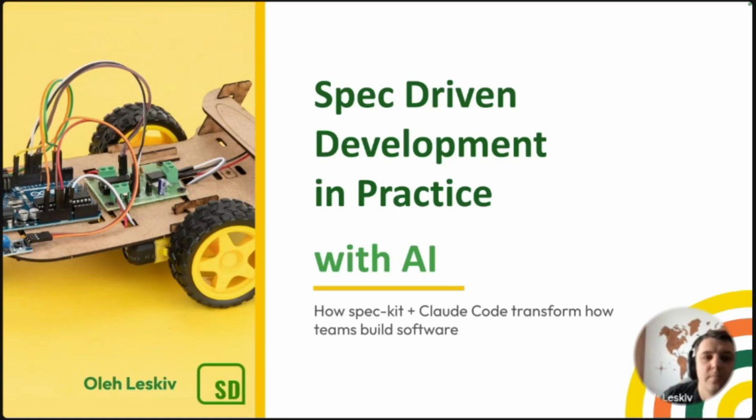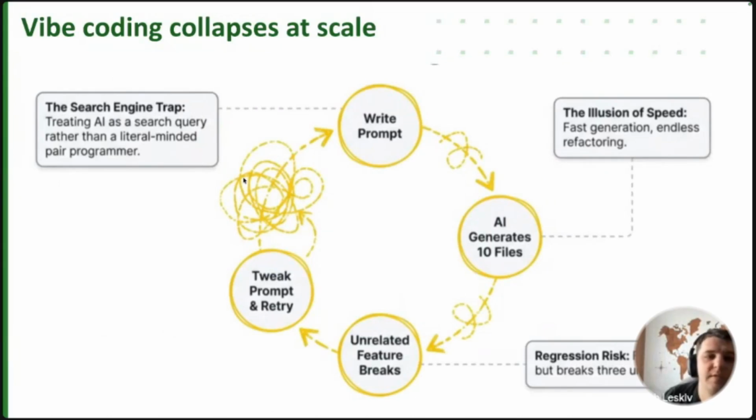So yeah, spec-driven development with AI is not actually vibe coding. It's not prompt and pray. It's a disciplined, repeatable workflow where Claude Code becomes a reliable engineering partner. Most AI-assisted development right now looks like what people are calling vibe coding. You describe something loosely, AI generates something, and then you iterate.